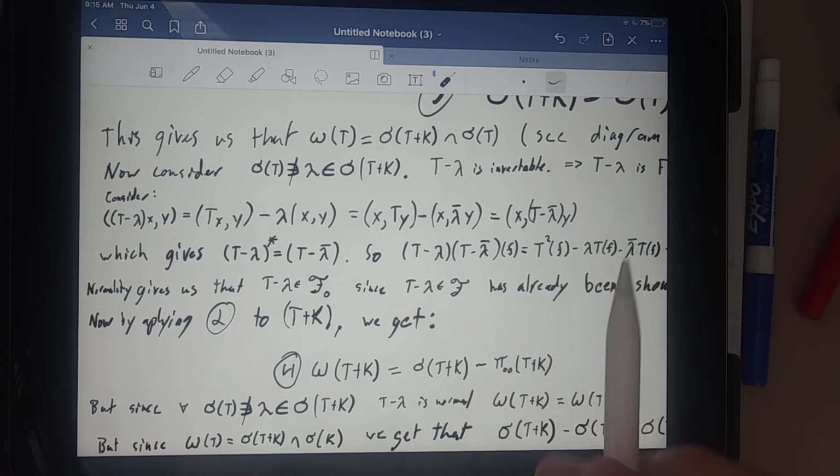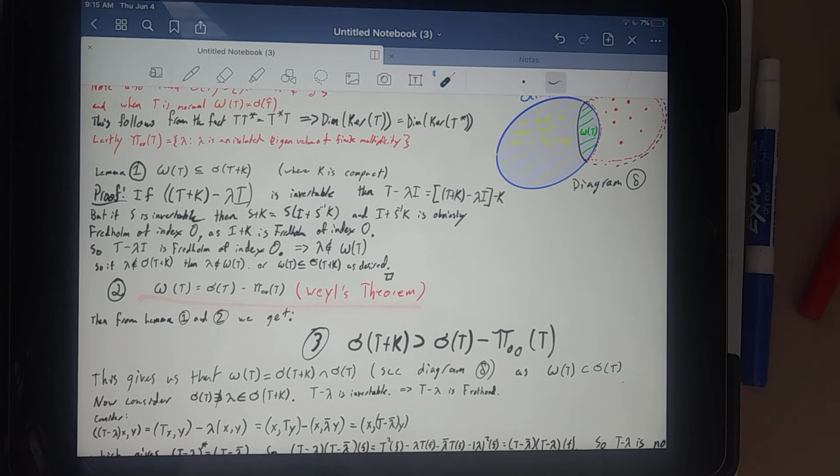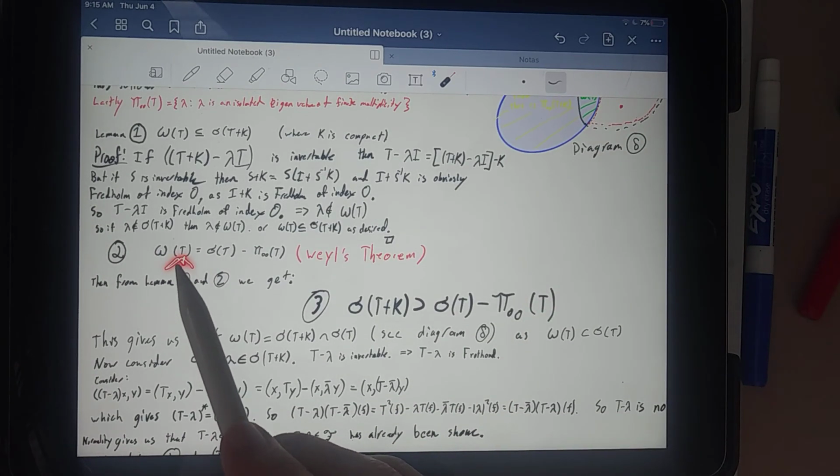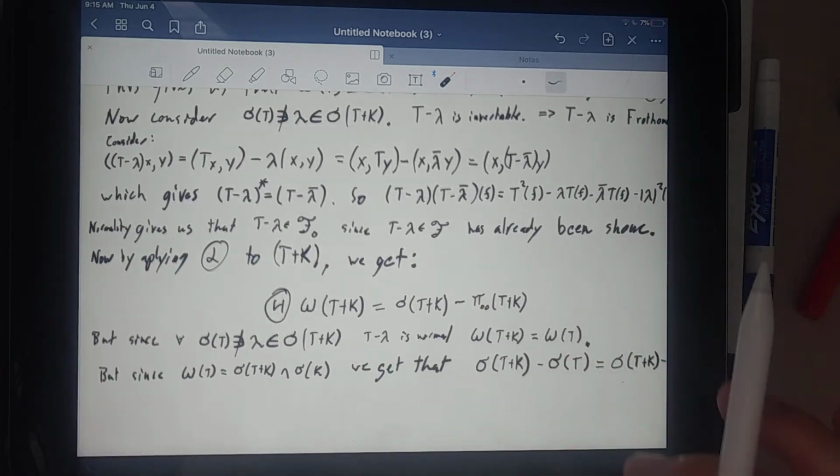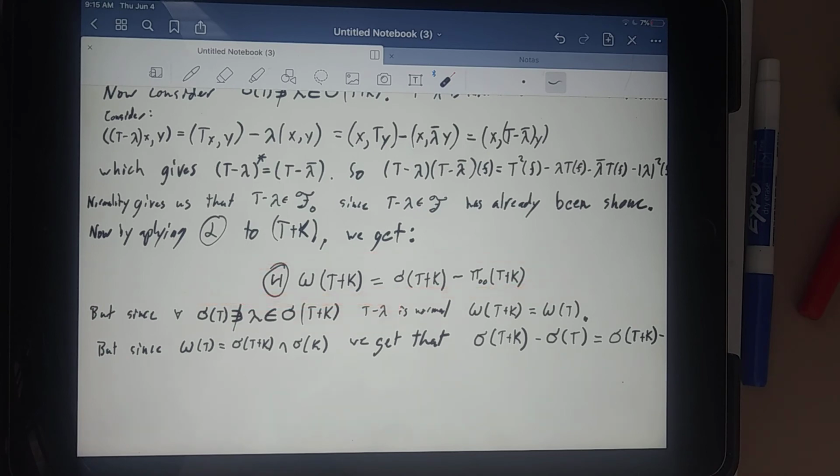So if we go back and use Weyl's theorem, but instead of plugging in t as our thing, we're going to work with t plus k. So we're going to get this here. And what we see is that because this guy is normal, we get this statement here. We get that the Weyl spectrum of t plus k is actually equal to the Weyl spectrum of t, and that's because they both have to be in the intersection of their spectrums.